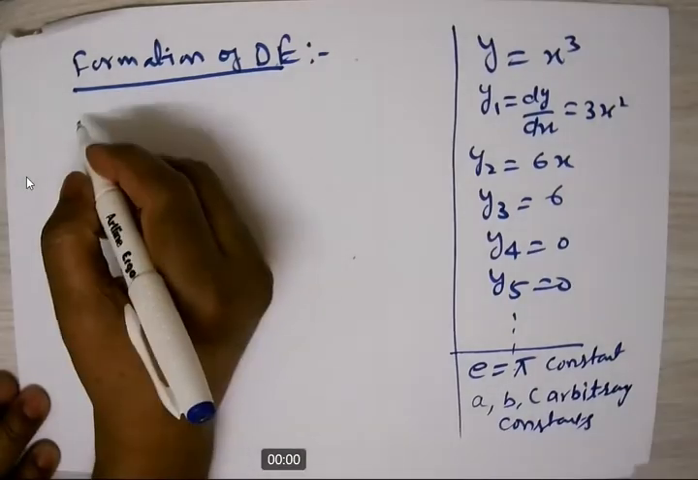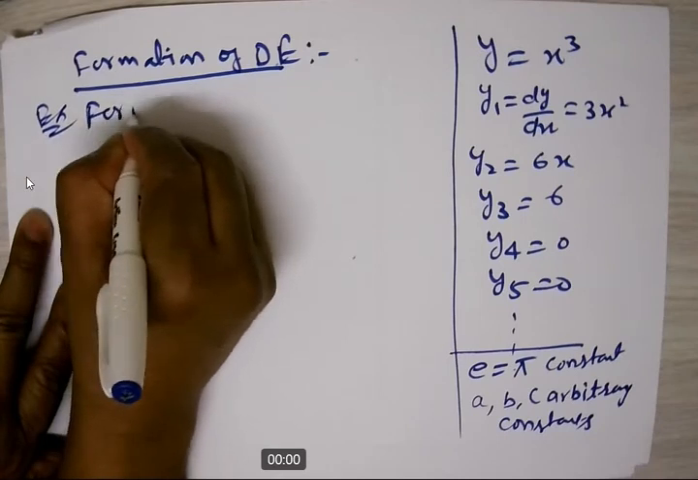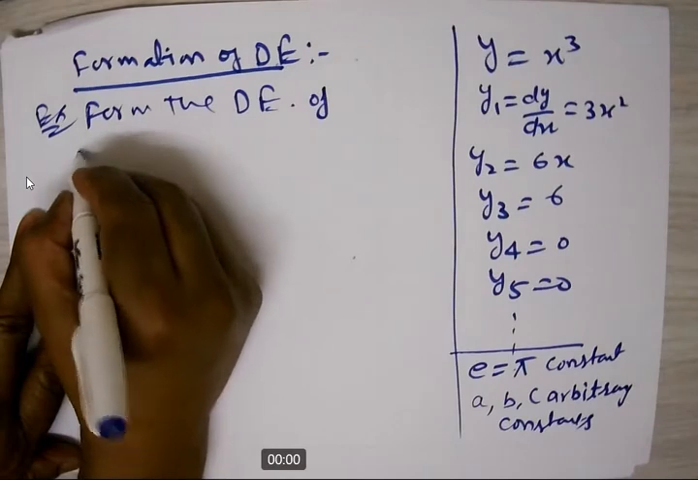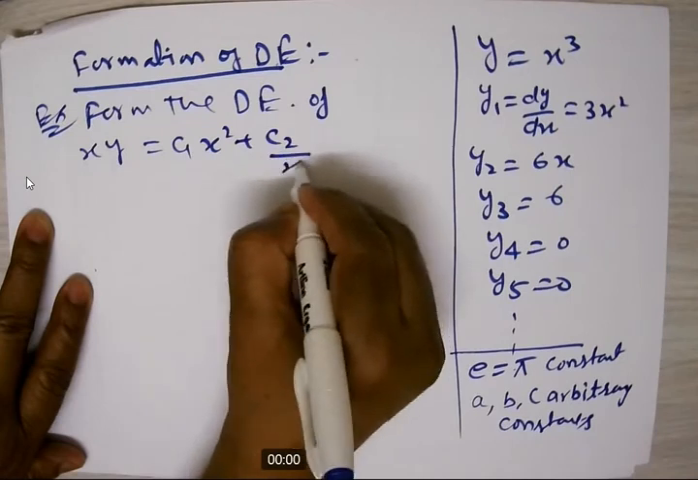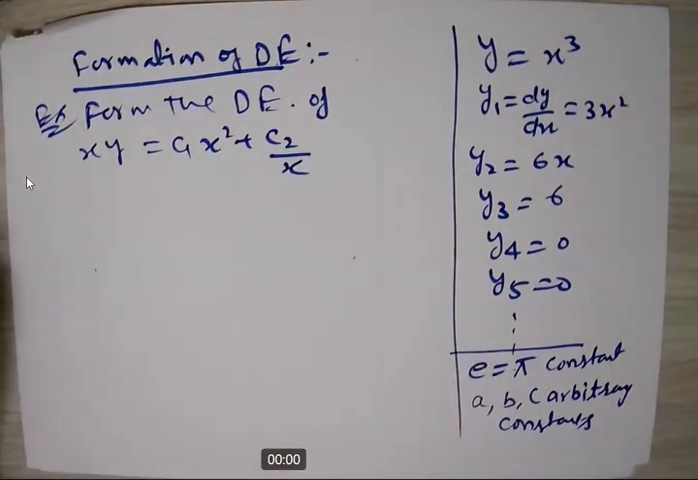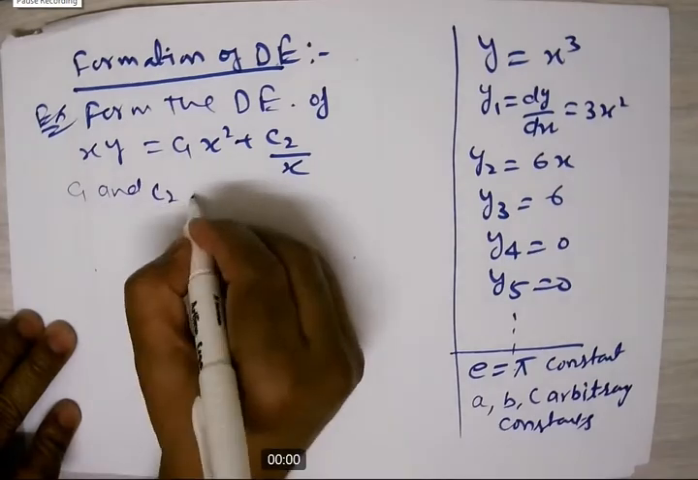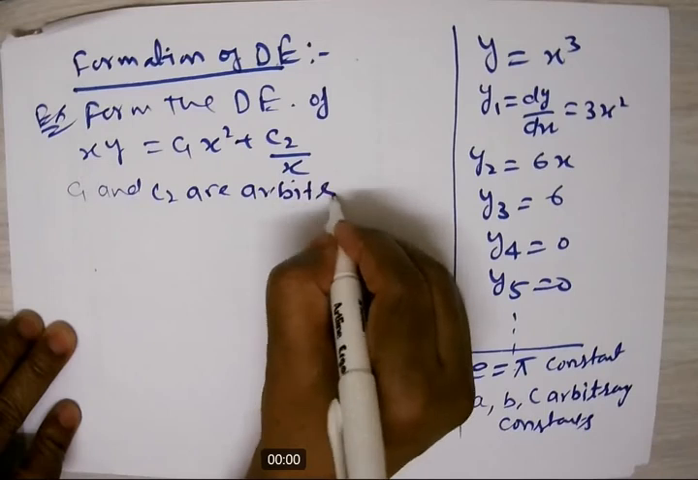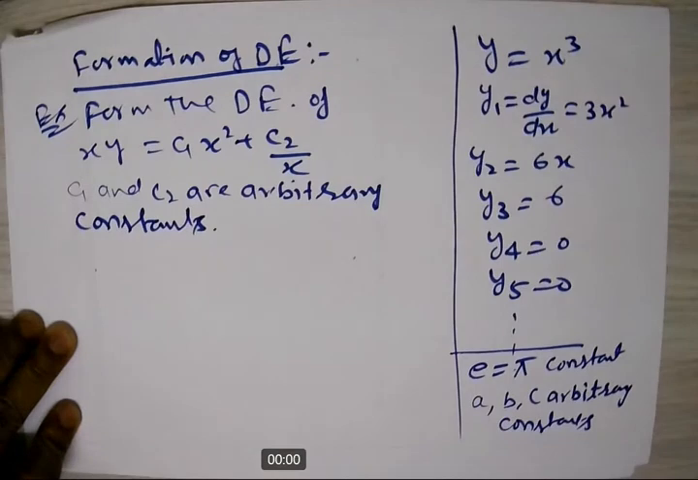So I am going to explain by taking one example. Form the differential equation of xy equal to c1 x square plus c2 divided by x, where c1 and c2 are arbitrary constants. What is the meaning of arbitrary constant?